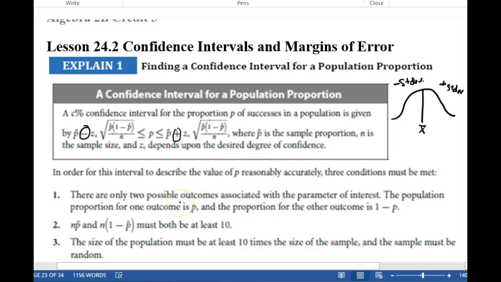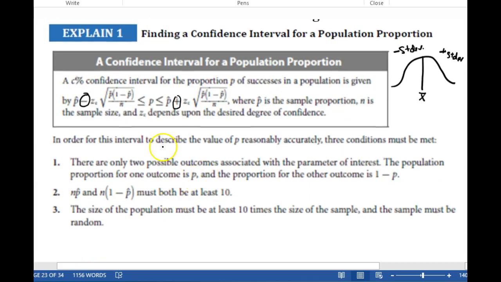Okay, so let's go ahead and go over some of the things that we're going to use. It says there are only two possible outcomes. So the one outcome and then the other outcome. And this is not new to us. We actually saw this in the last lesson. We still have to multiply our sample size times our P and N times 1 take away P, and that has to be at least 10. So that's another thing we did in the last section. We had to verify that it was at least 10 to see that it was a normal distribution.